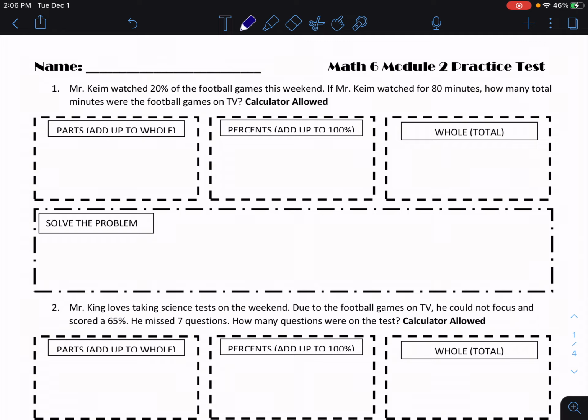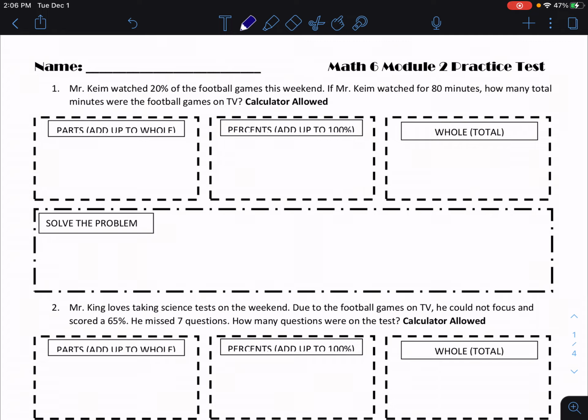I'm going to put the highlight in, and then I am going to go ahead and solve the problem using the appropriate method. You may use a calculator on this portion of the test. You just have to be using the correct formula and write out the correct formula before you use your calculator.